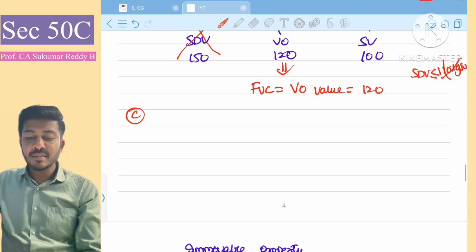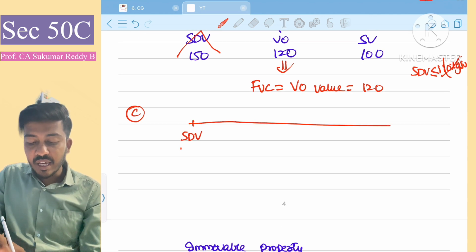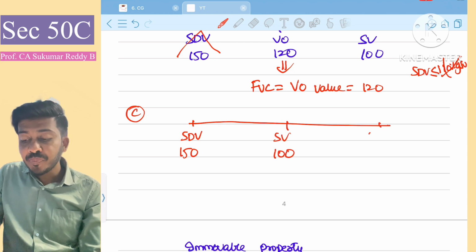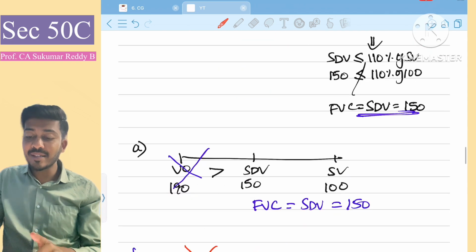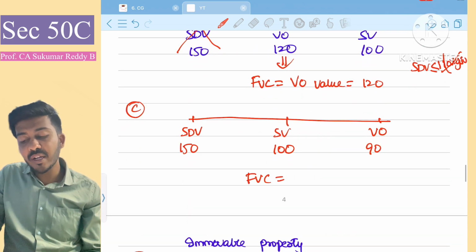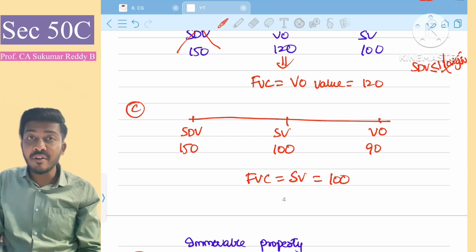And come to the last scenario. What is going to happen in the last scenario? Our SDV is 150 lakhs. Our sale value is 100 lakhs. Whereas the valuation officer feels that the value is just 90 lakhs, my dear friends. So the valuation officer is 90 lakhs. Then what will be your full value of consideration? It is straight away going to be the sale value, which is 100 lakhs.